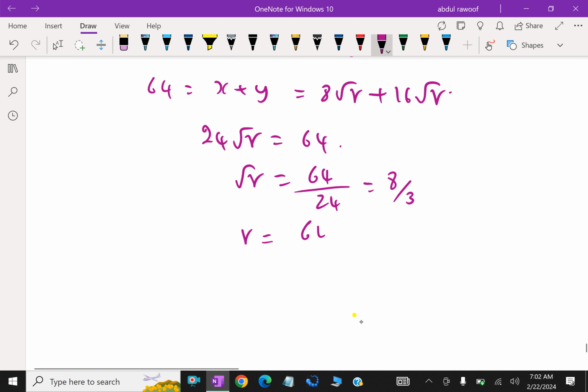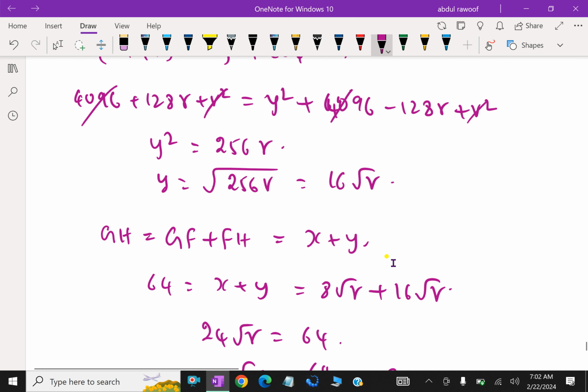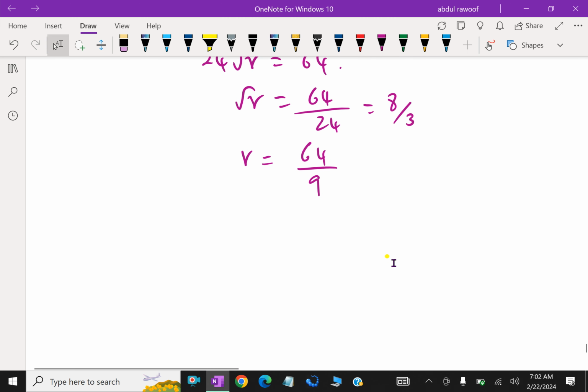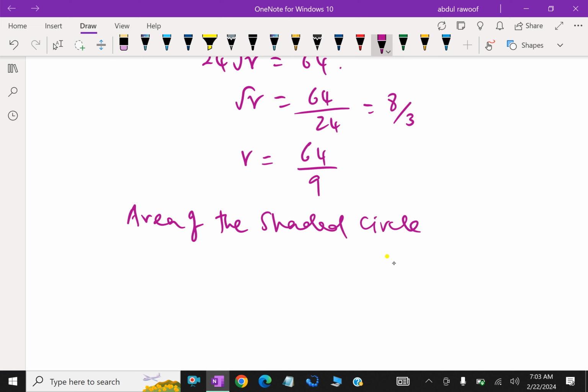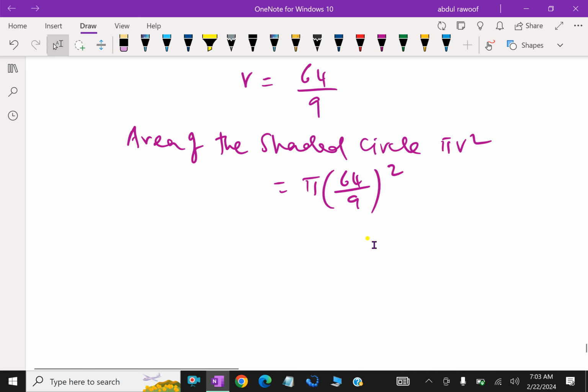Then r, squaring both sides, is 64 over 9. The r we got is the radius of the small circle. Then the area of the shaded circle equals pi r squared, which is pi times (64 over 9) the square. We can say 64 squared is 4096, so the area is 4096 pi over 81 square units.